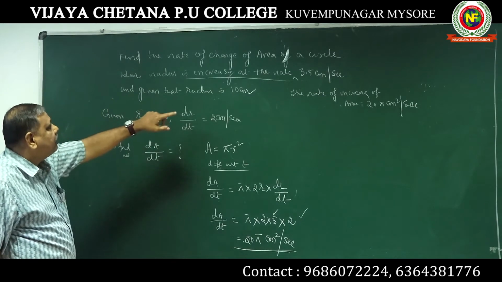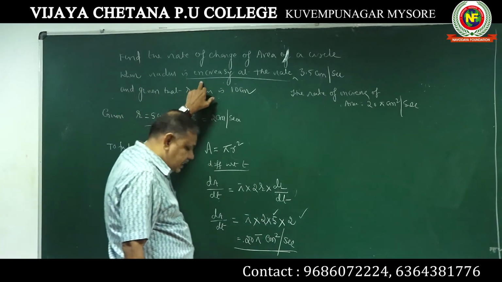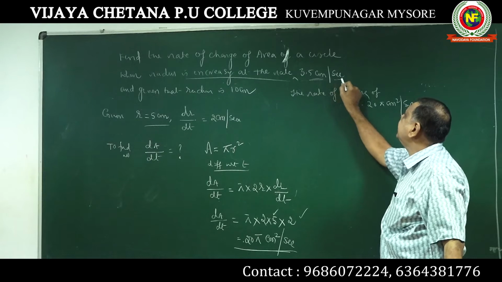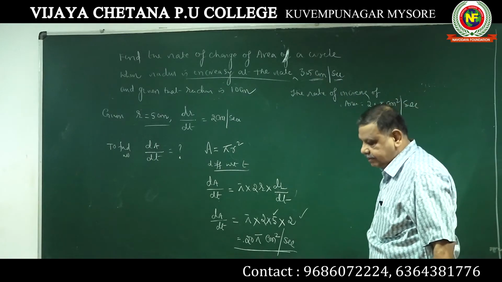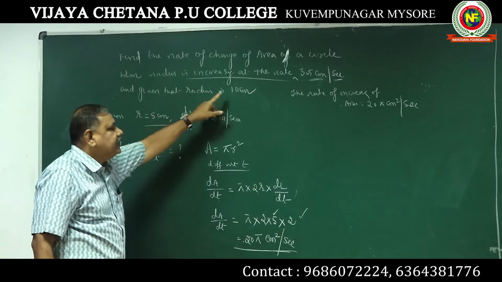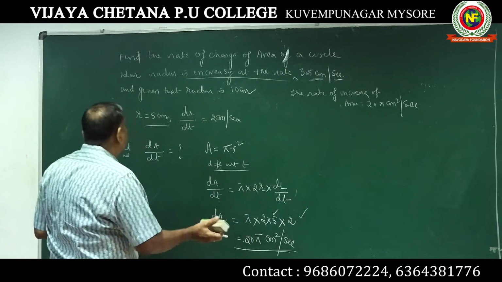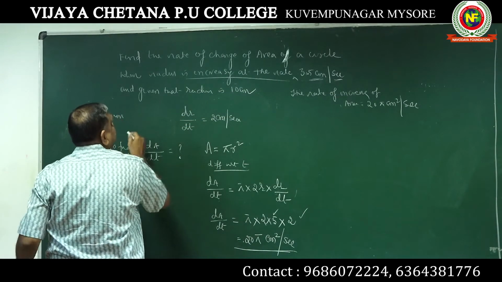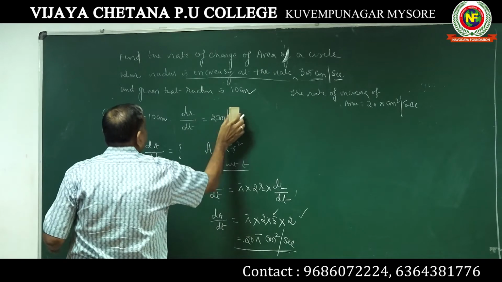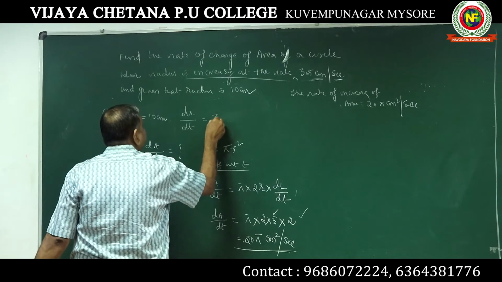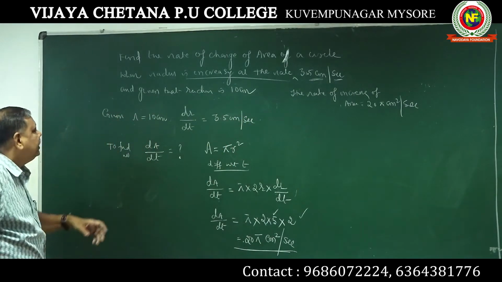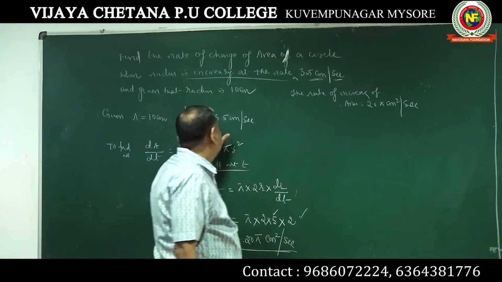So find the rate of change of area of a circle when radius is increasing at the rate of 3.5 centimeter per second. Given that radius is 10 centimeter, you change it. So here you can take radius r is 10 centimeter, and dr by dt is 3.5 centimeter per second.